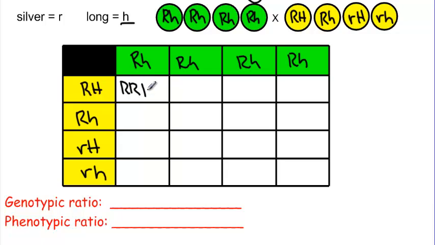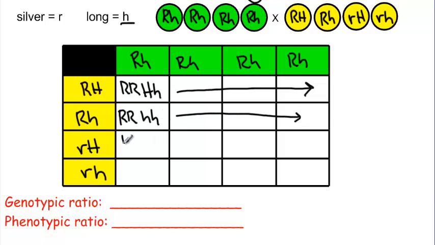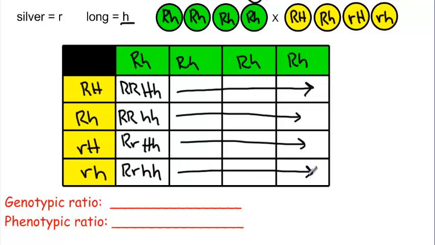So big R, big H, little h. Now since these are all the same, I can just draw an arrow to save myself some time. But remember to count those whenever you go to answer your questions. Then I'm going to combine these. Big R, little h, the same. Big R, big H, little h, the same. And then big R, little h, the same.